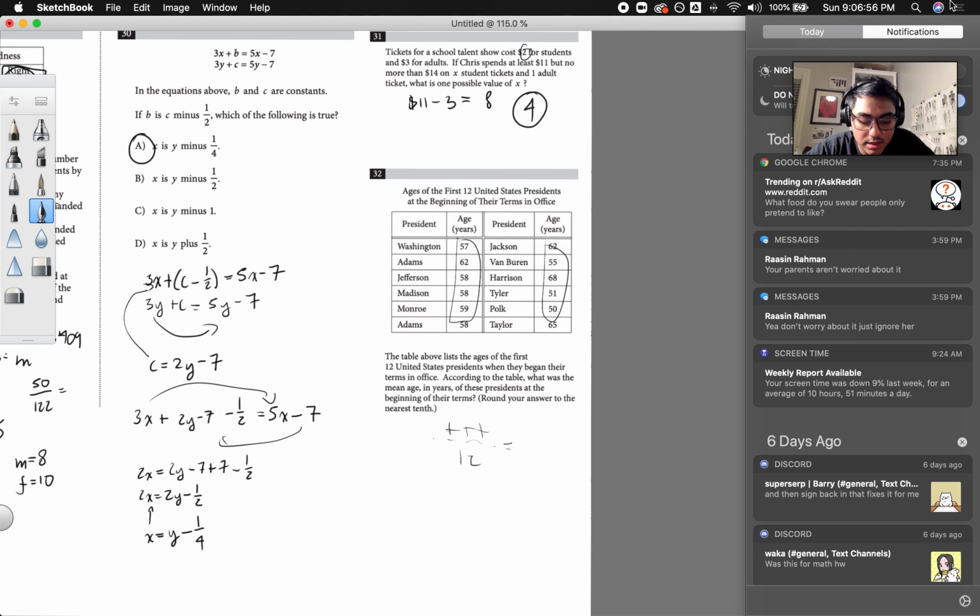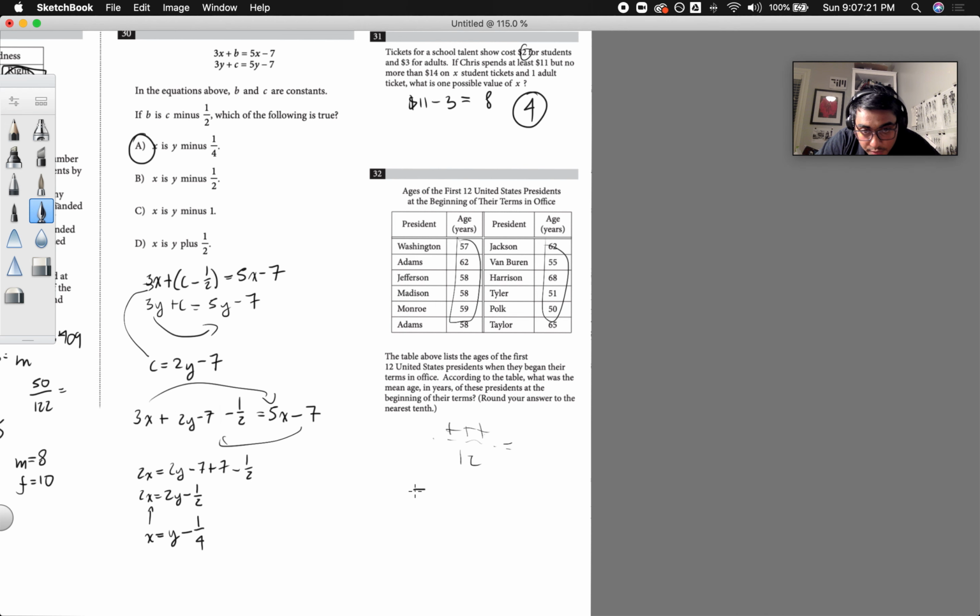57 plus 62 plus 58 plus 58 plus 59 plus 58 plus 62 plus 55 plus 68 plus 51 plus 50 plus 65. 703, that's the sum of all the ages. Divided by 12, because there's only 12 presidents, is 58.58. Well, the answer is to the nearest tenth, so 58.6.